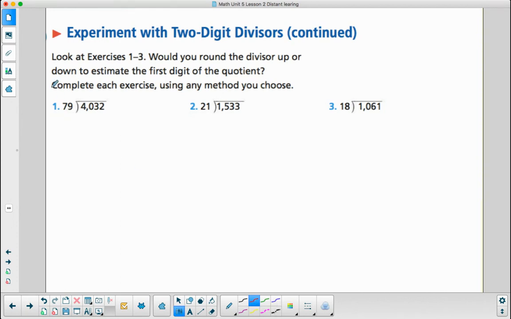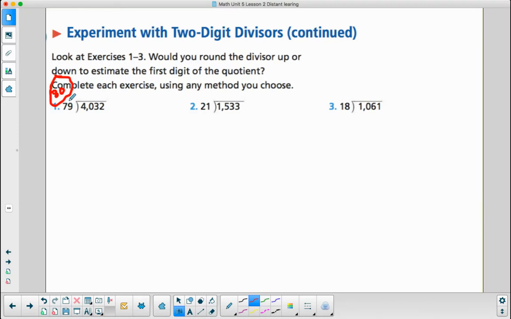All right. Would you round 79 up or down? Up, you're right. 9 ones takes me up. This is closer to 80. Now, I don't really have room to write my estimate, but I can go over that. This is just kept in my head. I'm just thinking of it as 80.